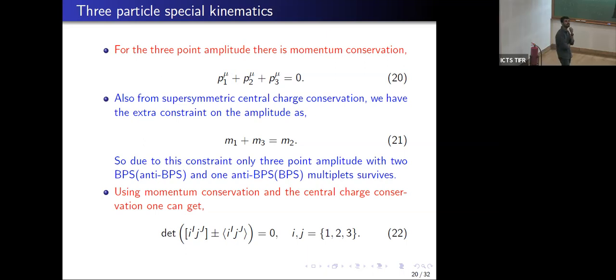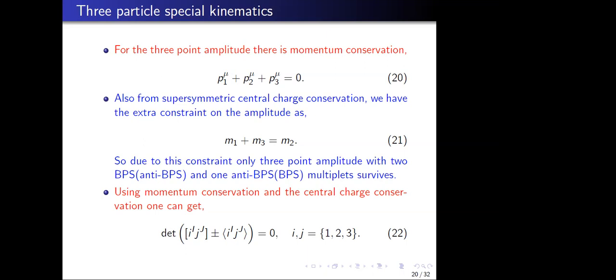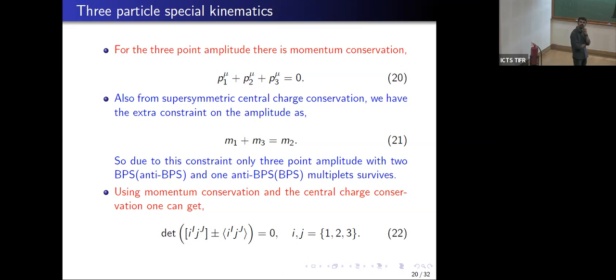Not scalars, vectors also. No, you have the vectors to be massless. You have the vectors are massless, right? No, vectors are also massive. So at the origin of N equals 2 star, the vector is massless, but away from the origin for N equals 2 star, the vector is also massive.